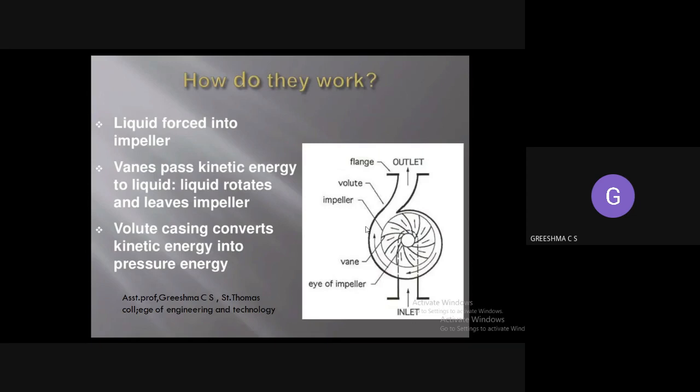Now we have just seen how the centrifugal pump is working. This is the cross section of the centrifugal pump. Here is the inlet pipe, and here is the outlet pipe. Water will be forced to the impeller through the inlet pipe, and the liquid will rotate in the impeller and then go out to the outlet. So you have to draw this cross section if the question is asked.